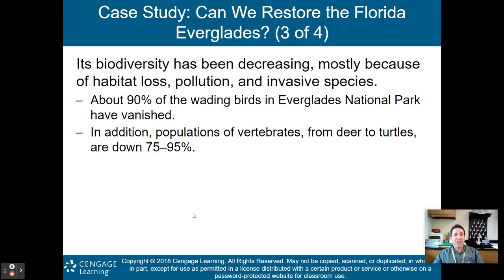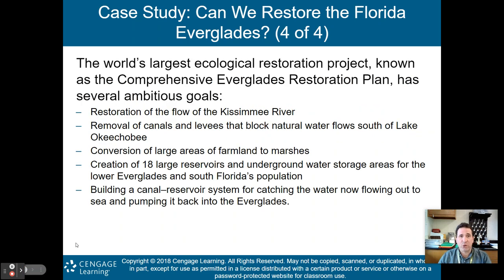So the Everglades biodiversity has been decreasing, mostly because of habitat loss, pollution, and invasive species, like we spoke about in the previous slide. About 90% of the wading birds in Everglades National Park have vanished. In addition, populations of vertebrates from deer to turtles are down 75 to 95%. So the world's largest ecological restoration project, known as the Comprehensive Everglades Restoration Plan, has been put into effect, and it has several ambitious goals.